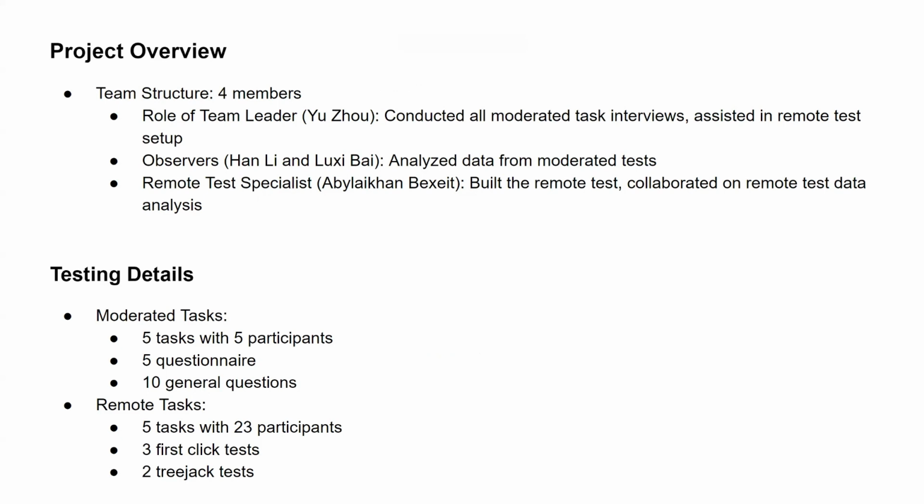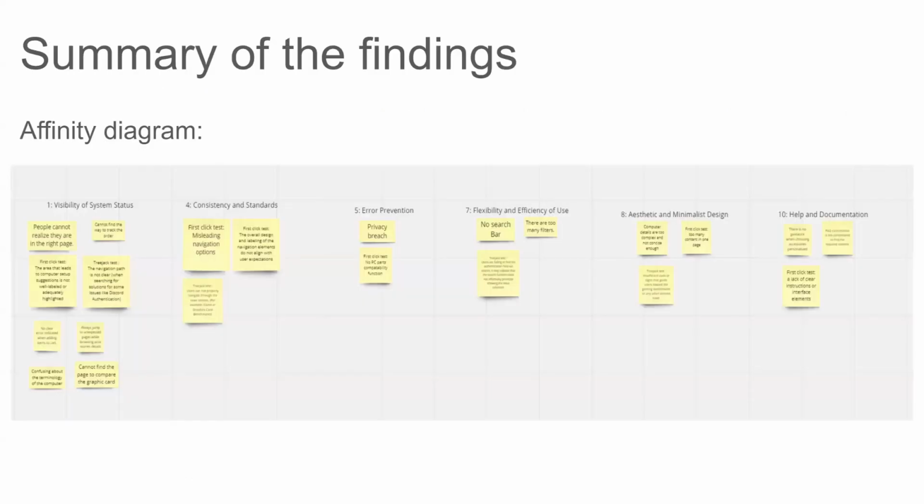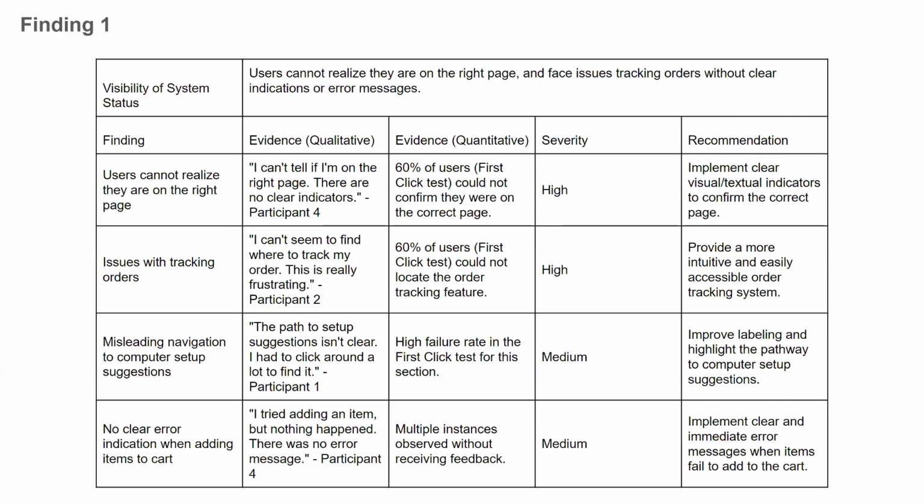the data. We conducted 5 moderated tasks with 5 participants and 5 remote tasks with 23 participants, including 3 first-click tests and 2 tree-check tests. We present our findings using an affinity diagram. We identified key issues in 6 categories by Nielsen's 10 usability principles, each category highlighting specific usability problems observed during our tests. This table summarizes issues related to the system status visibility.